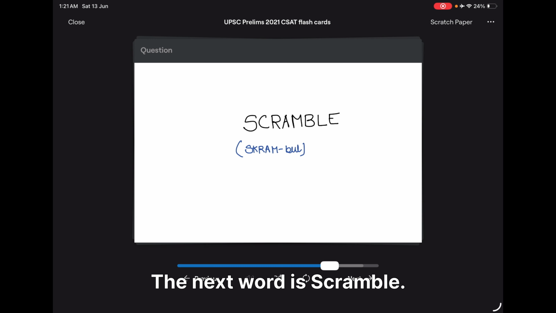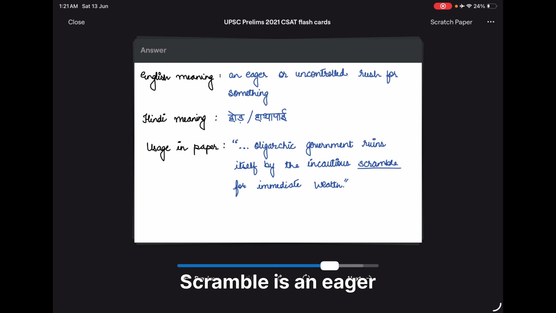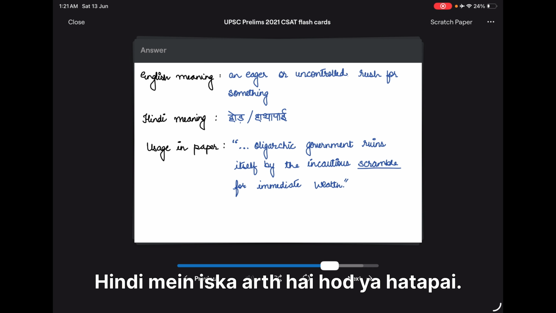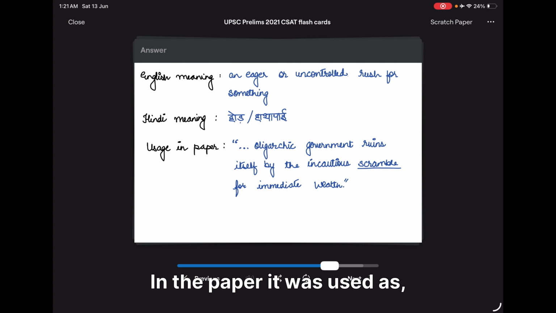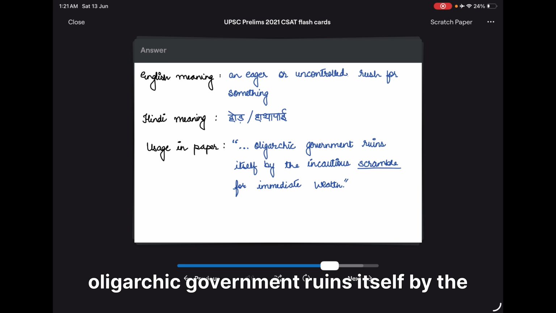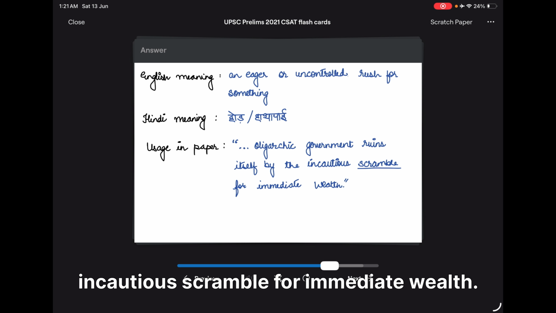The next word is scramble. Scramble is an eager or uncontrolled rush for something. हिंदी में इसका अर्थ है होड़ या हाथापाई. In the paper it was used as oligarchic government ruins itself by the incautious scramble for immediate wealth.